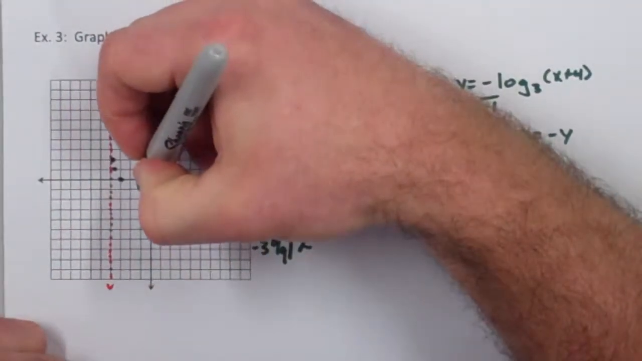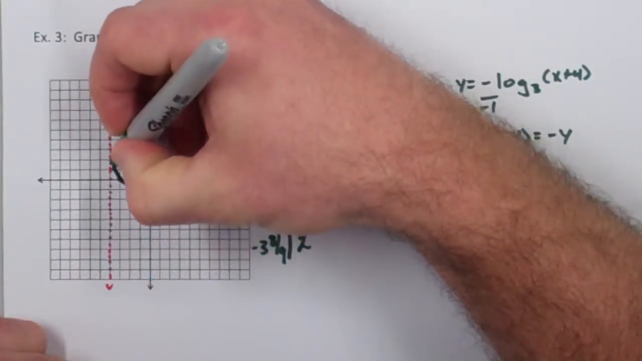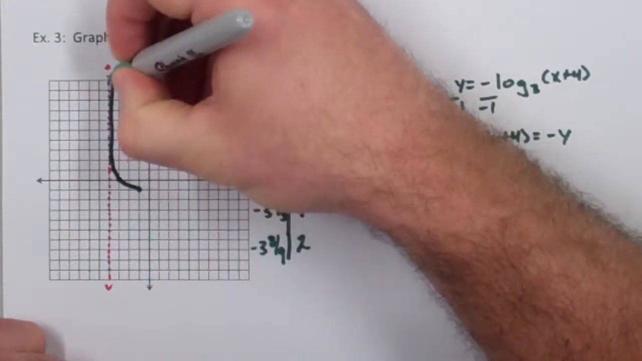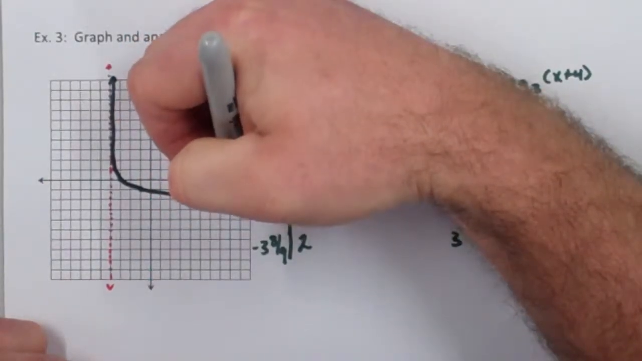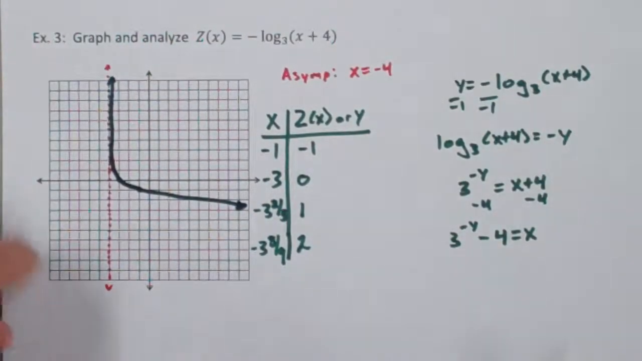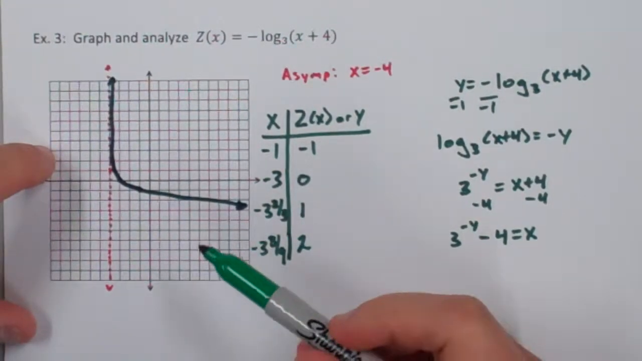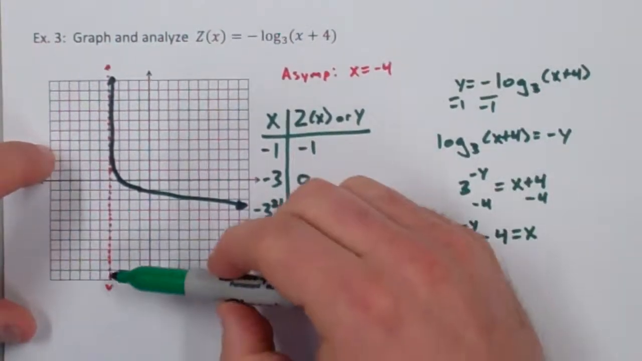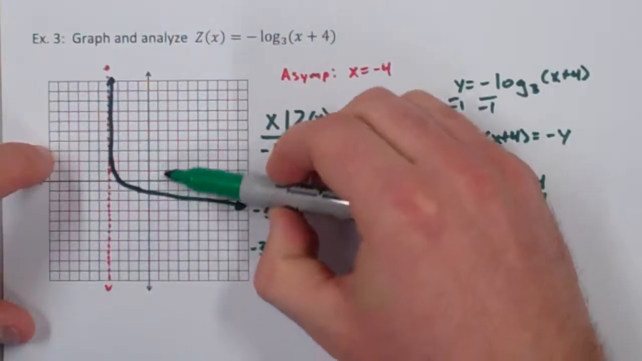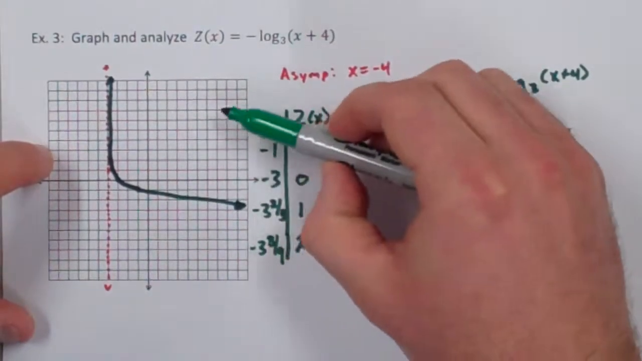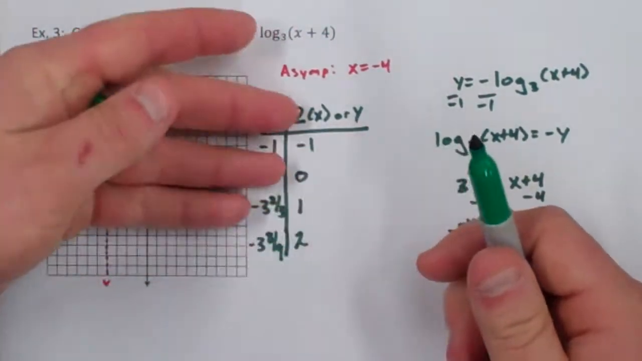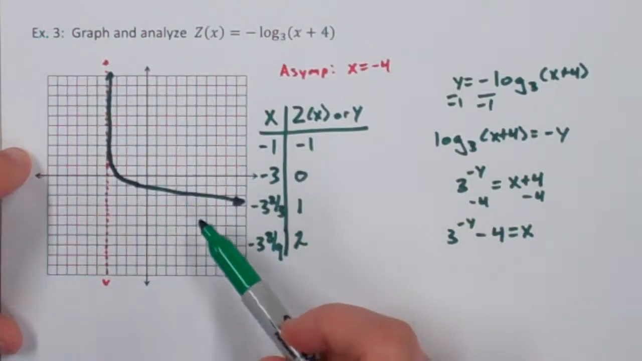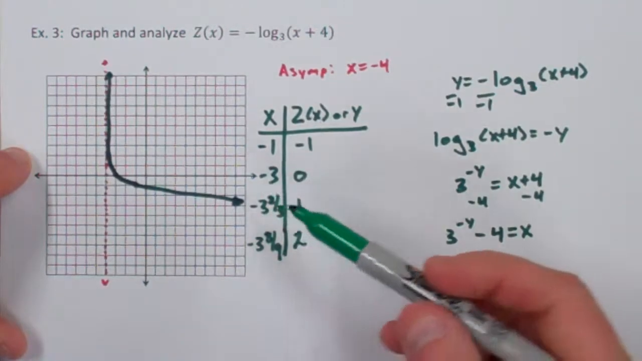As we connect these then, this will look just like this. And we could continue this on to the right-hand side. And this graph, the normal one, like a log base 3 of x, would look something like this. And it's definitely been shifted left 4, and it's been reflected or flipped over the x-axis.